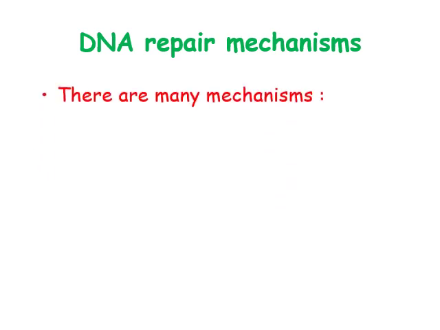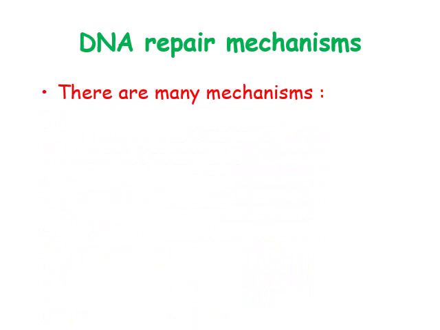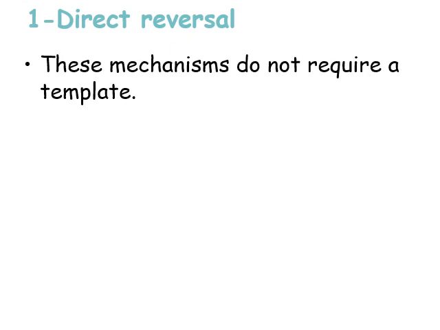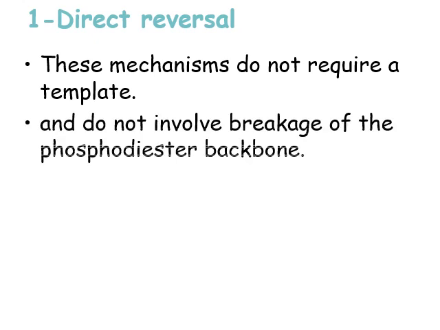By DNA repair mechanisms. There are many mechanisms. The first mechanism is called direct reversal, in which the cells eliminate 3 types of damage to their DNA by chemically reversing. These mechanisms do not require a template and do not involve breakage of the phosphodiester backbone.